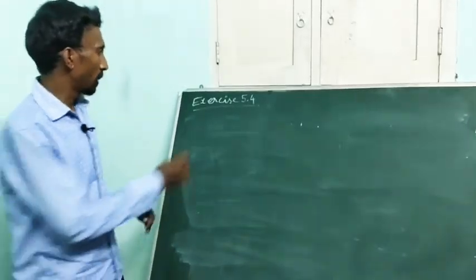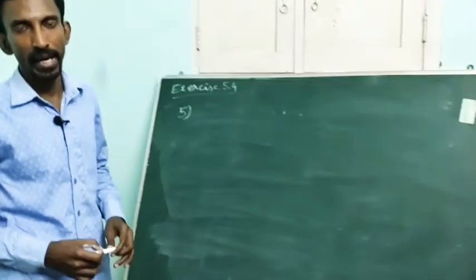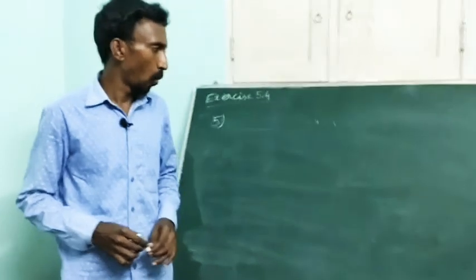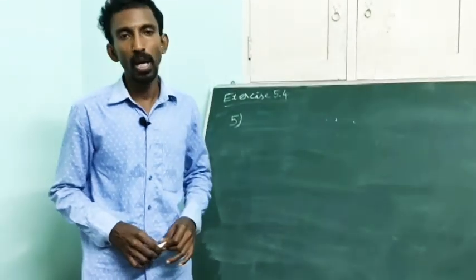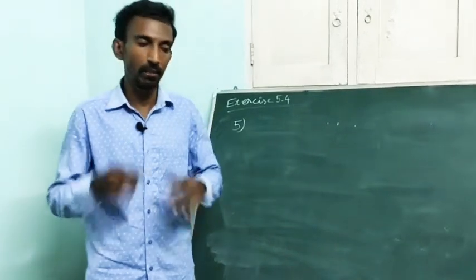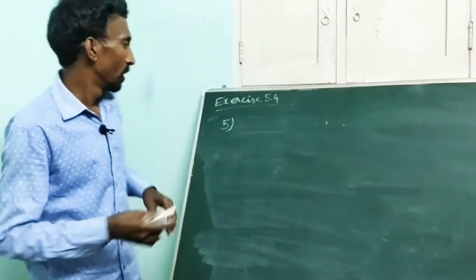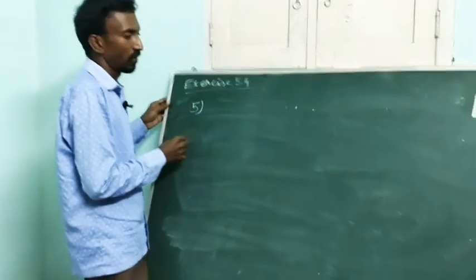Okay, now question number 5. The question is, find the equation of the tangent at t equal to 2 to the parabola y square equal to 8x. A hint is given in the question itself, it may or may not be given. So use the parametric form. Here a parameter t is given.